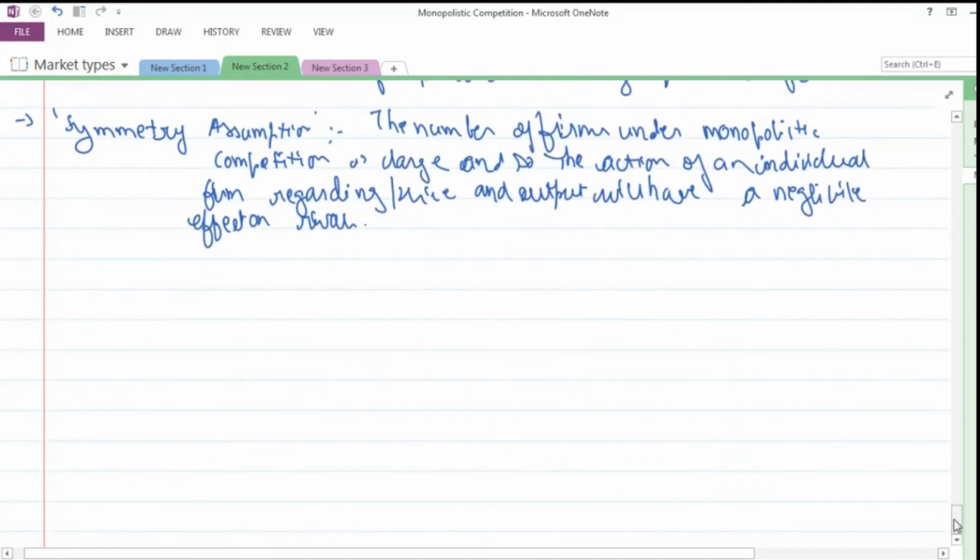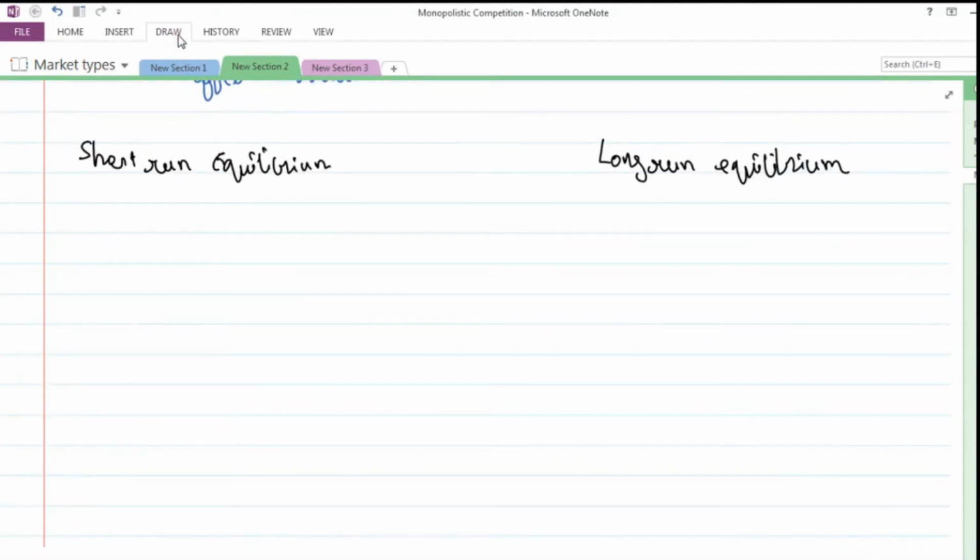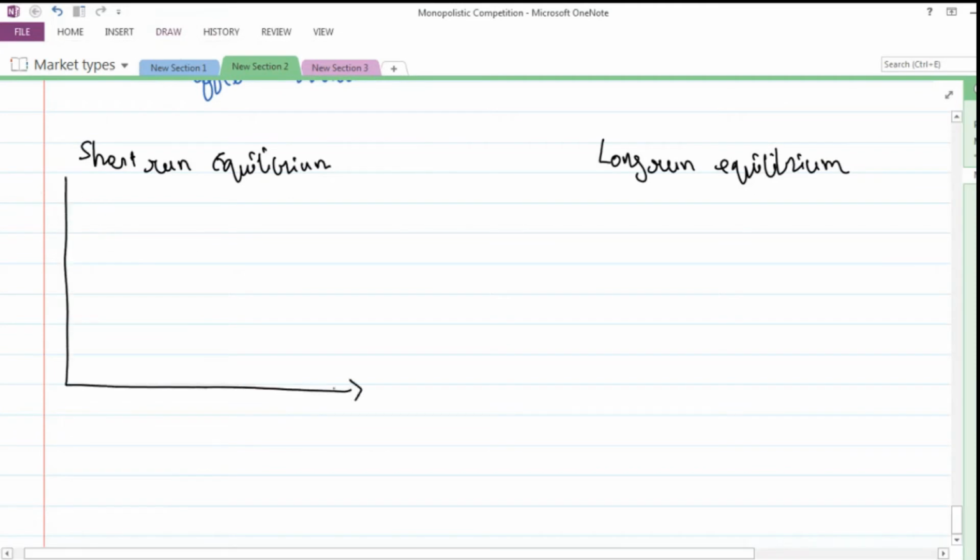So we have two figures here. We would be drawing two figures. The first one is a short-run equilibrium, and the second one is a long-run equilibrium. When we take into account the short-run equilibrium, in both the scenarios we would be measuring output on the x-axis and price on the y-axis.